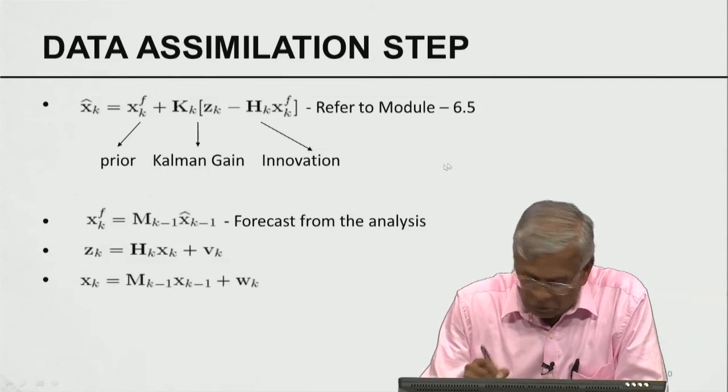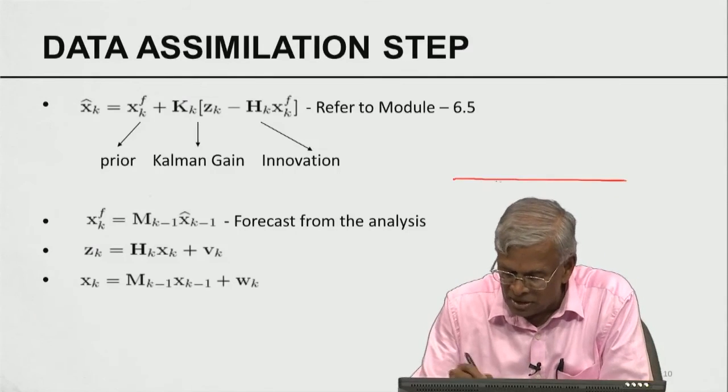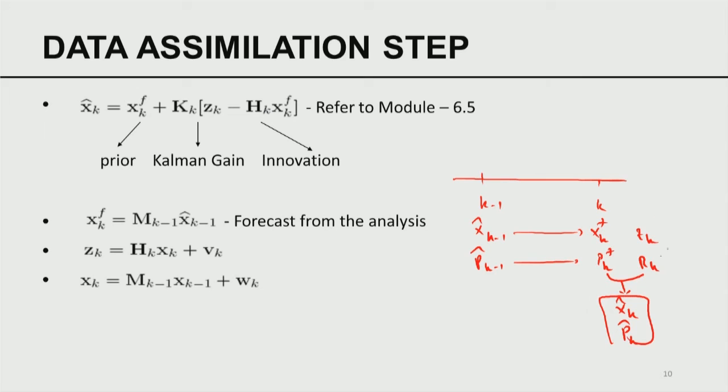So, what is the data assimilation step? I want to cut through the mess and give you this. So, this is k minus 1. This is k. I had xk minus 1. I had pk minus 1. I have xkf. I have pkf. I have zk. I have rk. I'm going to combine the two to get xk hat and pk hat. So this is the analysis, that's the forecast, that's the observation.